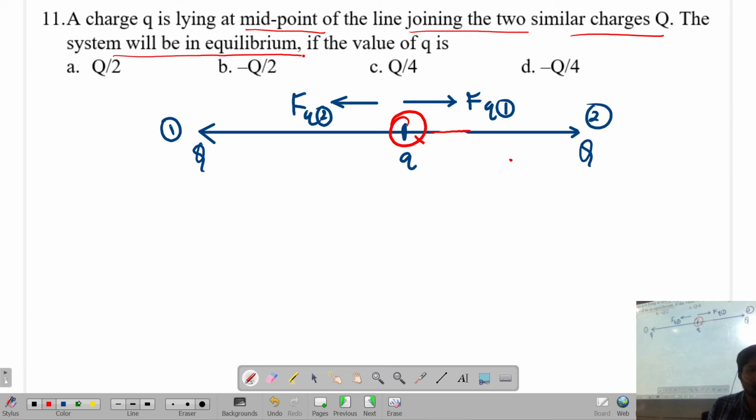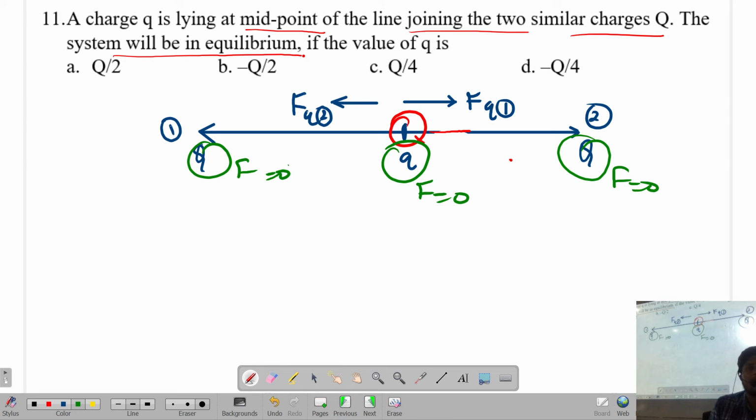Definitely, what I will do is do it in a simple way. Look over it. All these three charges are in equilibrium. So the force on this charge is 0, the force on this charge is 0, the force on this charge is also 0, or not? Tell me yes or no. Simple rule: if this system is in equilibrium, the force on all the charges will be equal to how much? 0 or not?